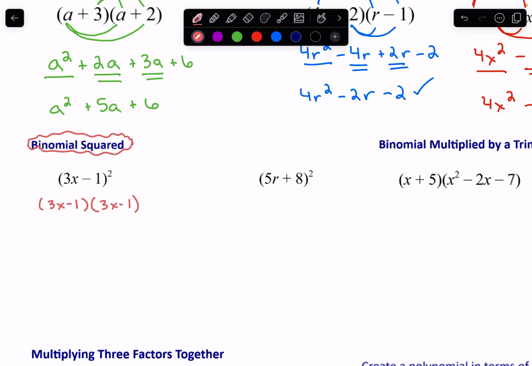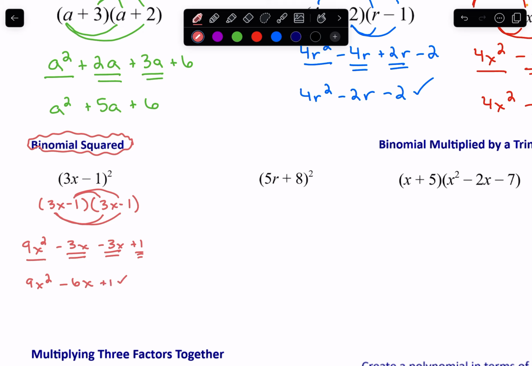3x times 3x is 9x squared. 3x times negative 1 is negative 3x. Negative 1 times 3x is negative 3x. Negative 1 times negative 1 is positive 1. Then I put things in order and combine like terms. So 9x squared is going to go first. My negative 3x and other negative 3x combine to be negative 6x's. And plus 1 is all by itself at the end.